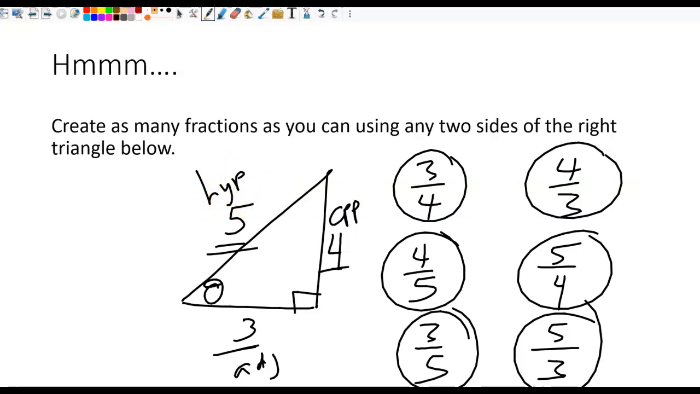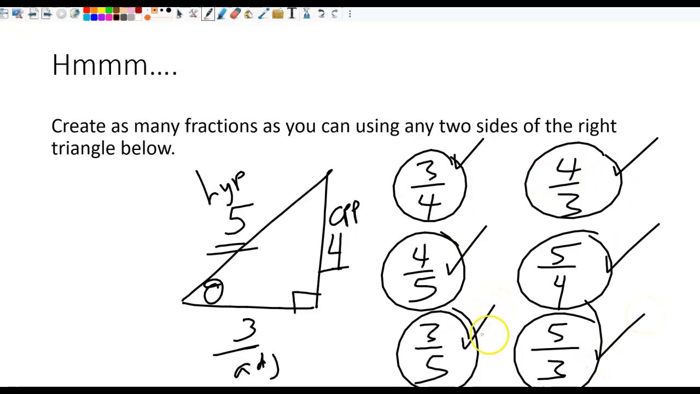Okay, now I'm going to go over this in a little bit more detail later, but for now, just so you know, this one here would be called cotangent. That's its name. This one would be called tangent. This one here would be called sine. This one would be called cosecant. This one would be called cosine, and this one would be called secant.